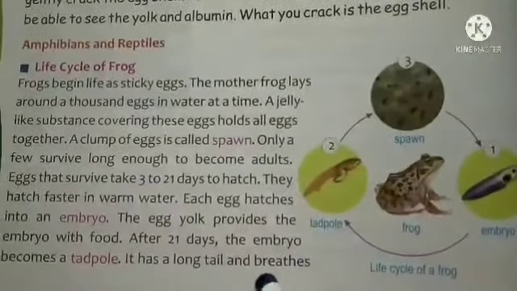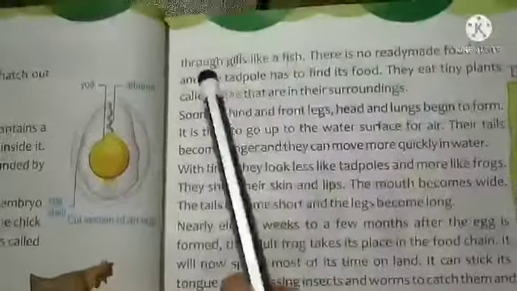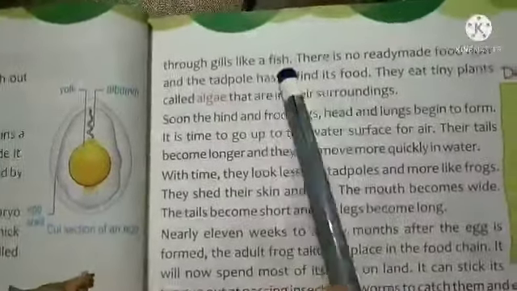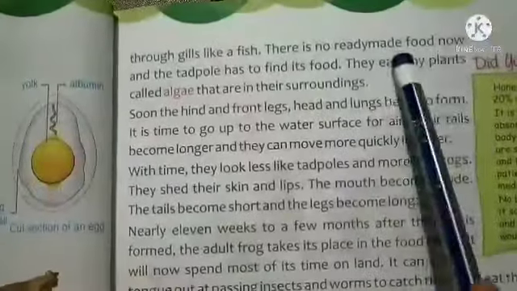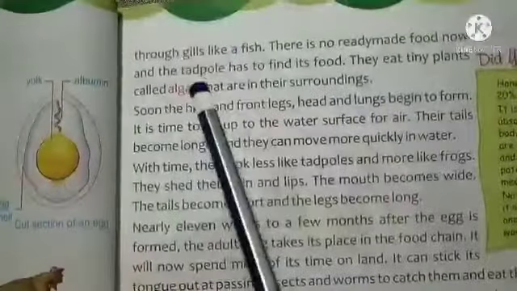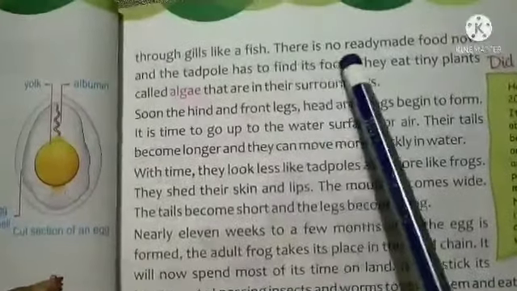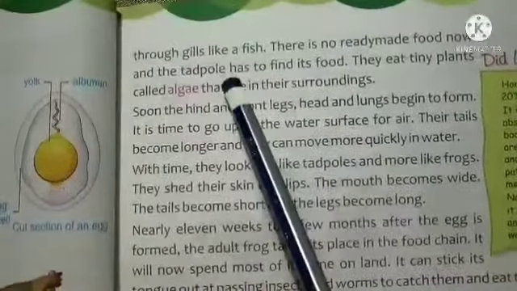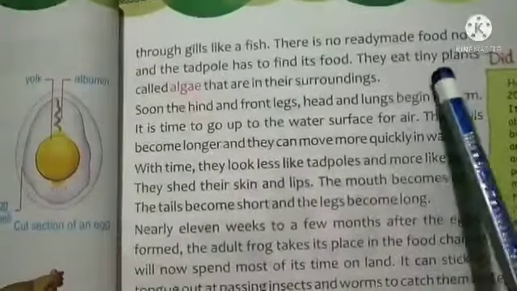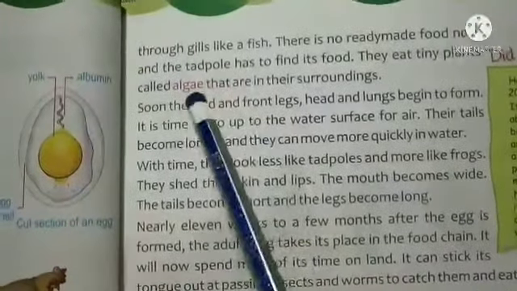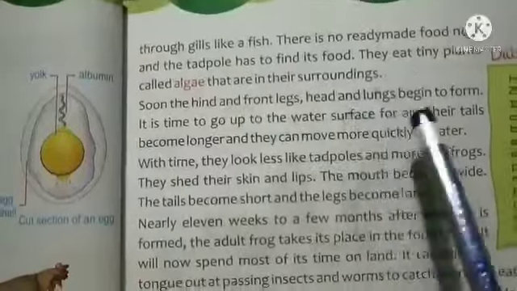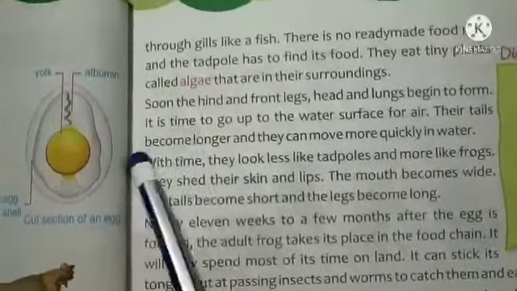It has a long tail and breathes through gills like a fish. There is no ready-made food now and the tadpole has to find its food. Now they have grown up and they have to find their food by themselves. They eat tiny plants called algae that are in their surroundings. This is the food for them.